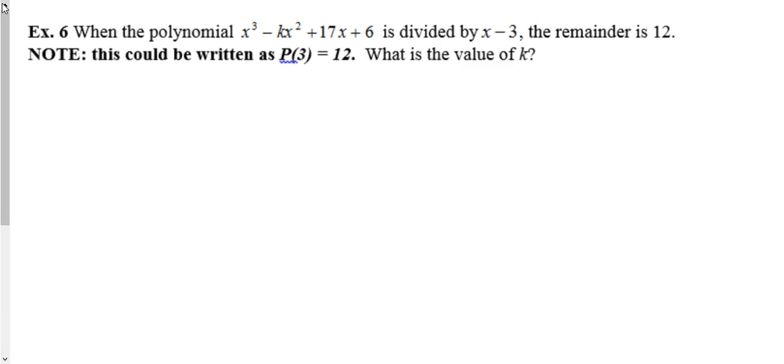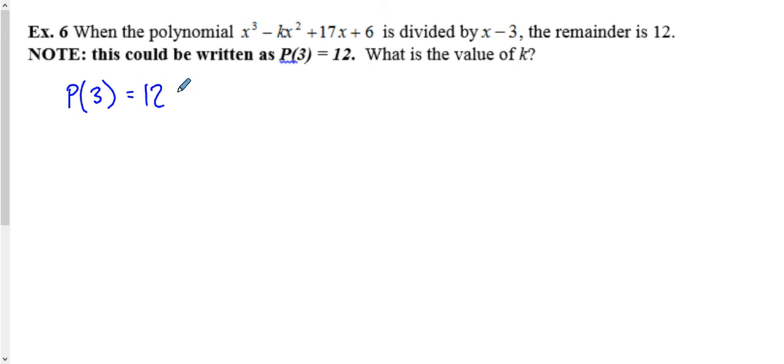In our next example, we're going to take a look at this polynomial. It says here if it is divided by x minus 3, the remainder is 12. So I'm telling you the answer is 12. What's the value of k though? We just have to do a quick substitution to figure out that value. So I'm going to set up this equation. We know we're looking at p, and it says here p of 3, because this is x minus 3, rewriting that's x equals 3. And this is equal to 12.